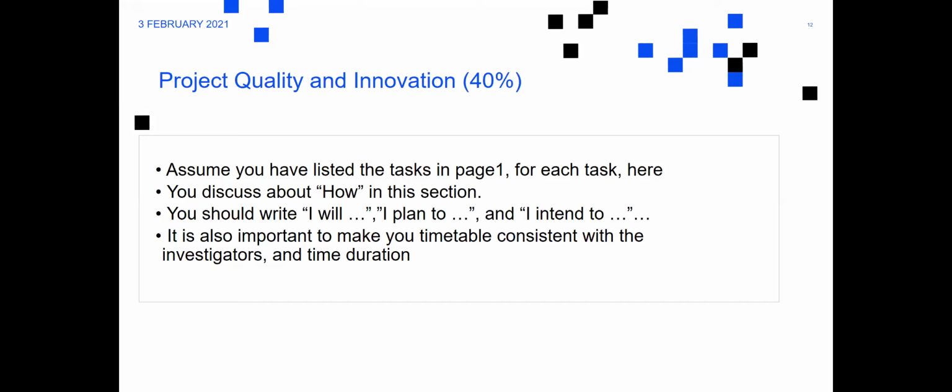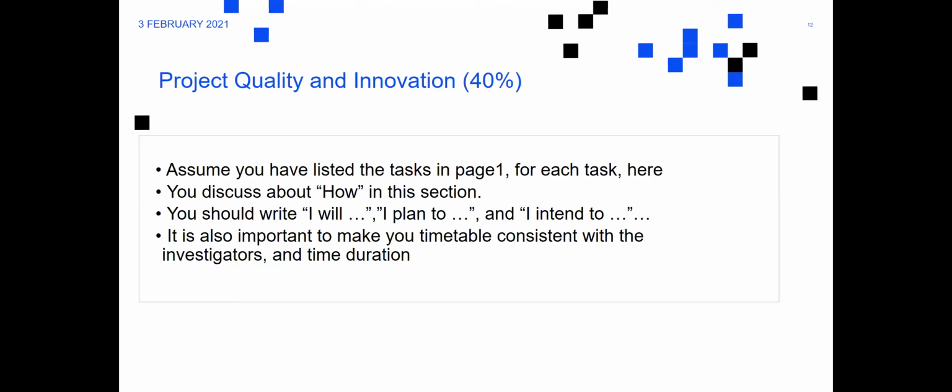You need to write some sentences: I will, I plan to, I intend to. If in this section you don't have any will, any plan to, any intend to, I have a suspicion. Some people write this part with only a prompt description and the ideas, but you need to specifically talk about I will, I plan to, I intend to, because in this part you talk about your research plan, what you try to do in the next 3 years, and that is the focus of this part.